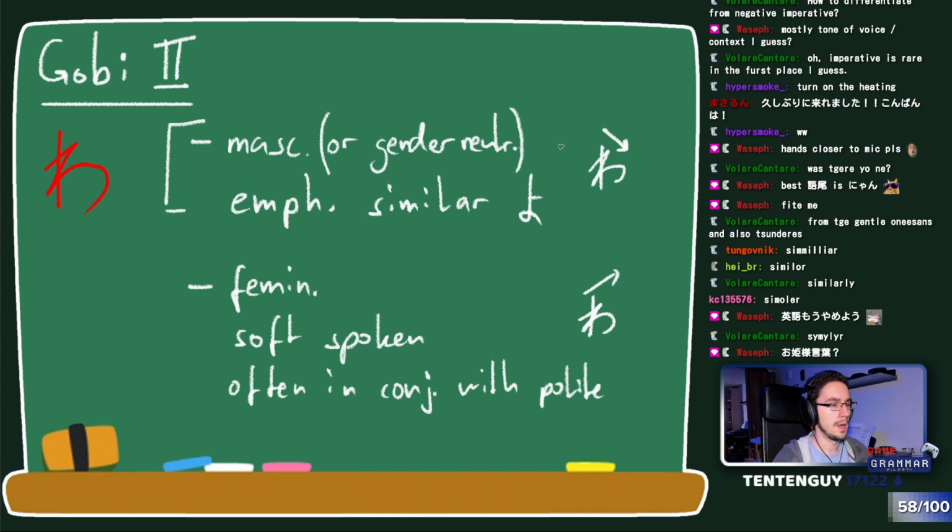Okay, so let's see. We have an example that we could make here. I can probably make some space, right? Feminine, soft-spoken.